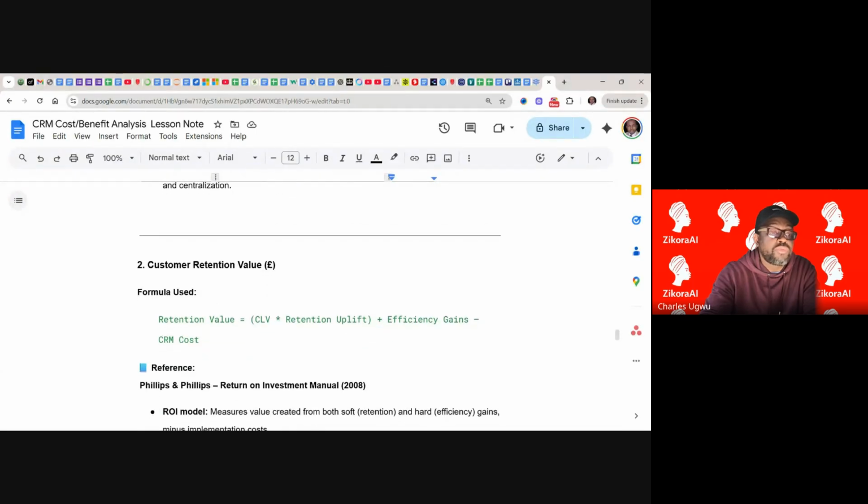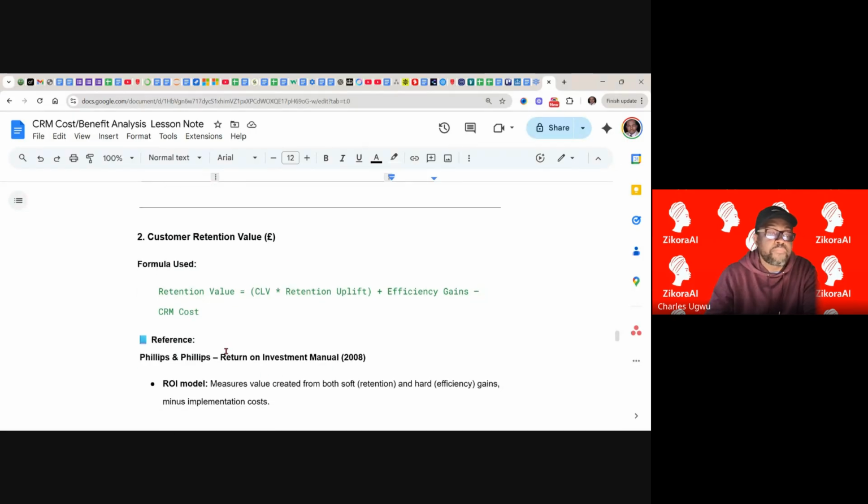Okay, if you go down to customer retention value, this is the formula here, and the academic reference is Phillips and Phillips, Return on Investment Manual, 2008.